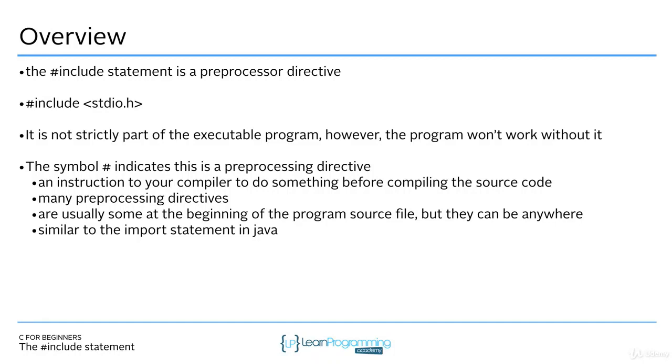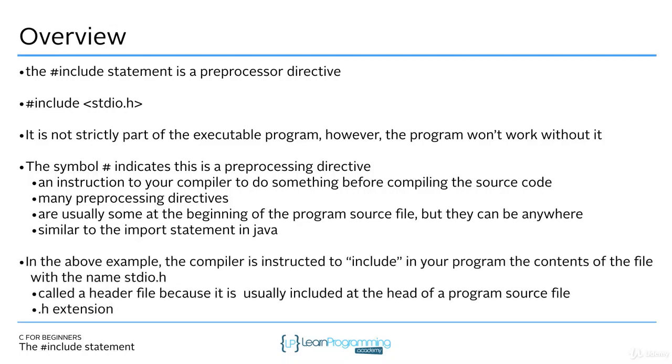There are many preprocessing directives, and we gave some examples in our preprocessing lecture. We talked about constants, defined statements. We talked about if and else and so forth, the conditional preprocessing directives. But this is one of the most commonly used ones, the include. Again, these directives can be anywhere in your source code, but they're usually at the top. And this include preprocessor directive is very similar to the import statement in Java, if you're familiar with that. But what does that mean?